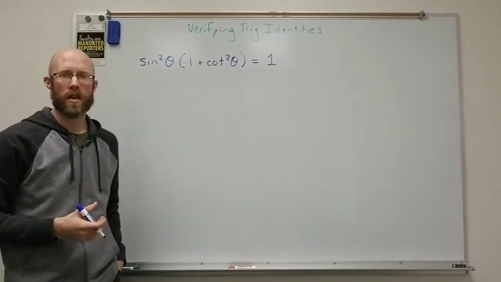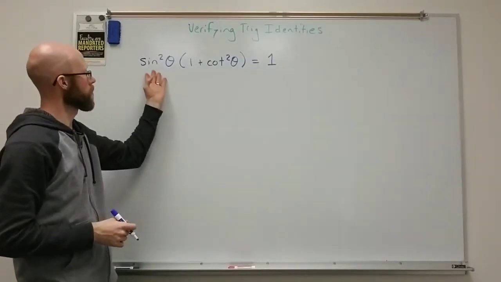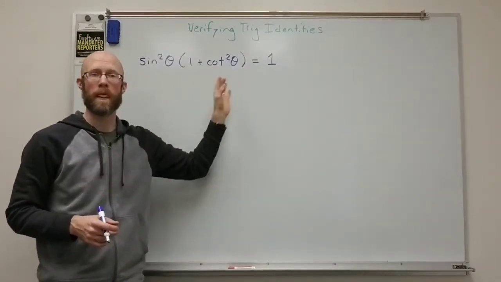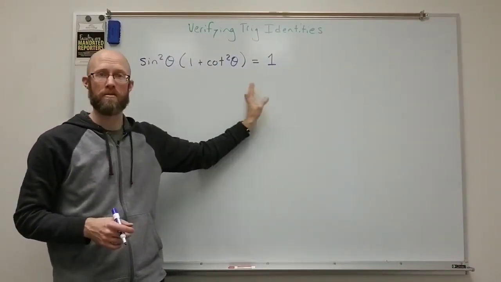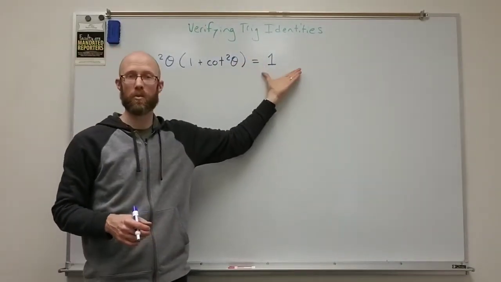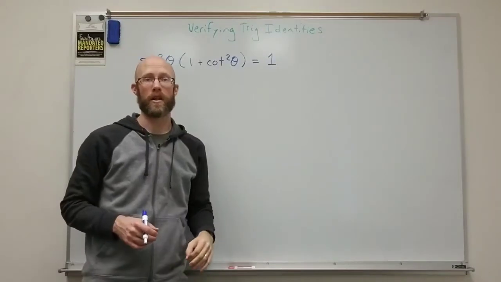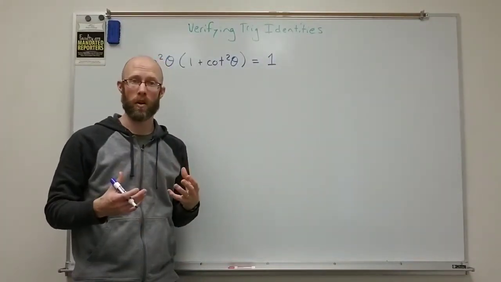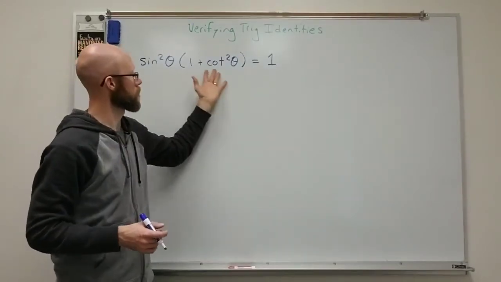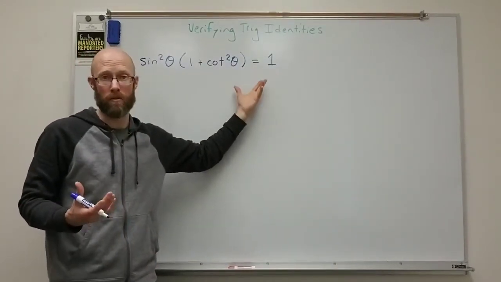In this next example, we have sine squared times the quantity 1 plus cotangent squared equals 1. This is where we would want to verify that this is an identity. We'd want to verify that the stuff on the left is equal to the stuff on the right. Now, it's not known initially that this is true. This is just an expression that we want to verify. It could very well be false, okay?